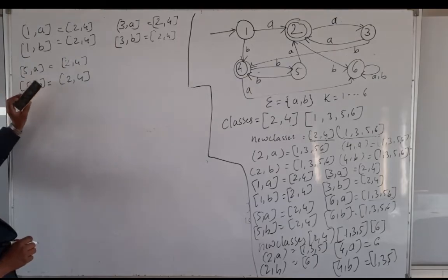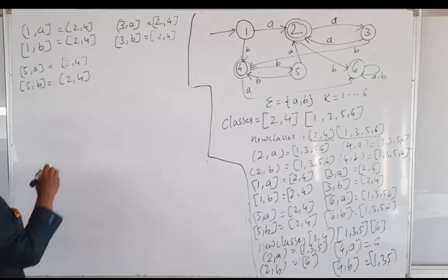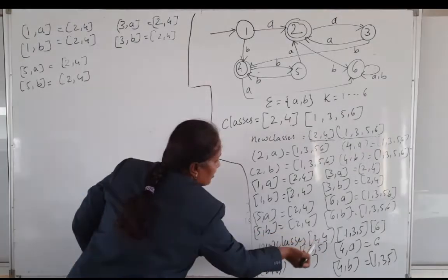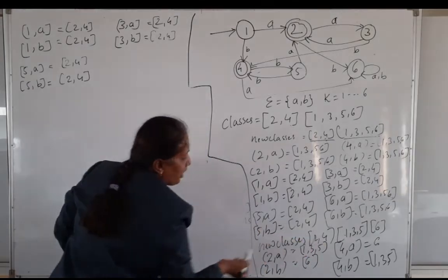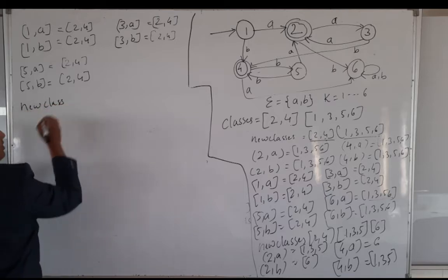So splitting is not possible because these are indistinguishable states. So now I will not divide this group, but based on these two I can divide the first group, that is 2 and 4. So I'll write new classes again. So what are the new classes?